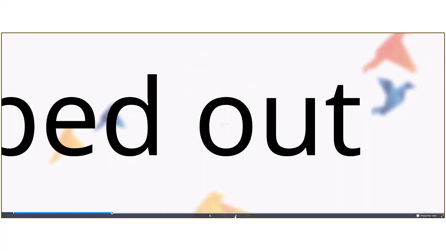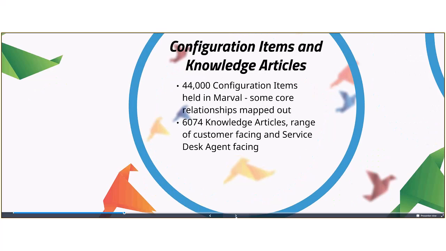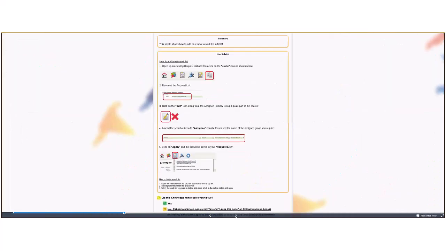We also hold information that is useful to our customers and our service desk agents when dealing with calls. So we have a total of 6,074 current active knowledge articles. Some of these are customer facing, so they're passed to our users via the self-service portal, and some of them are available to our service desk agents so that they can refer to them when dealing with phone calls from users. That's just a typical example shown there of one of our customer-facing knowledge items.